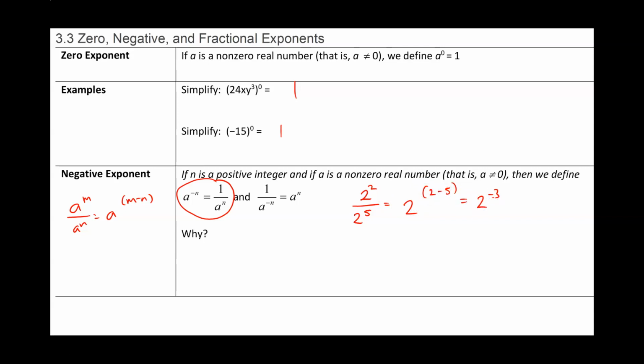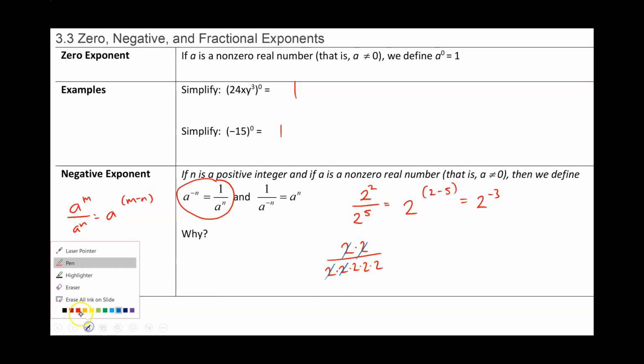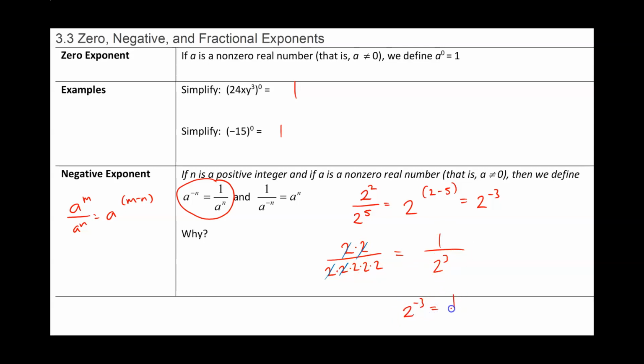to the negative third. Another way to look at that is 2 squared over 2 to the fifth. It means we have 2 2's on the numerator and 5 2's on the denominator. So what we can do at this point is cross these out. And when all the 2's are gone, we're left with the 1 on the numerator, and we have 2 times 2 times 2, which is 2 cubed, on the denominator. So doing it one way gives you 2 to the negative third. Doing it a second way gives you 1 over 2 cubed, which means that 2 to the negative third and 1 over 2 cubed are equal to the exact same thing.